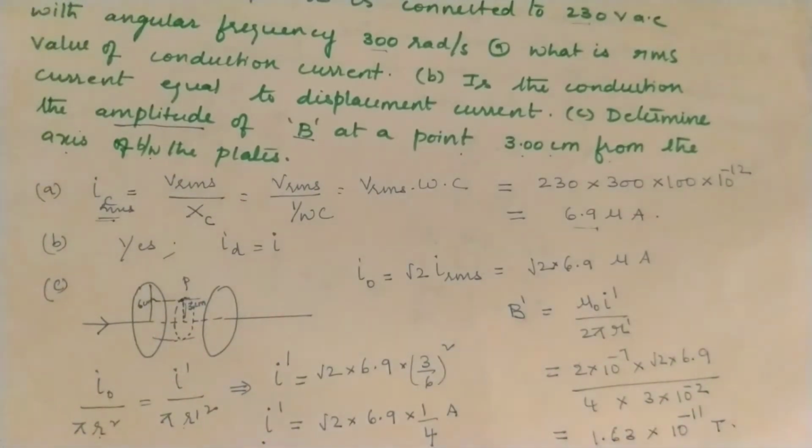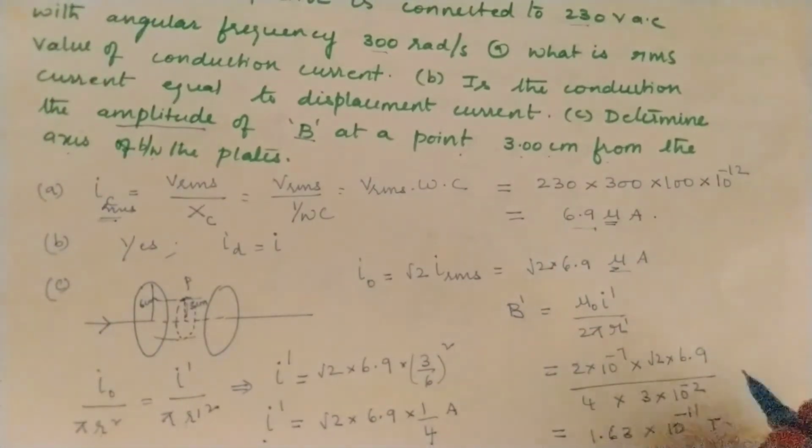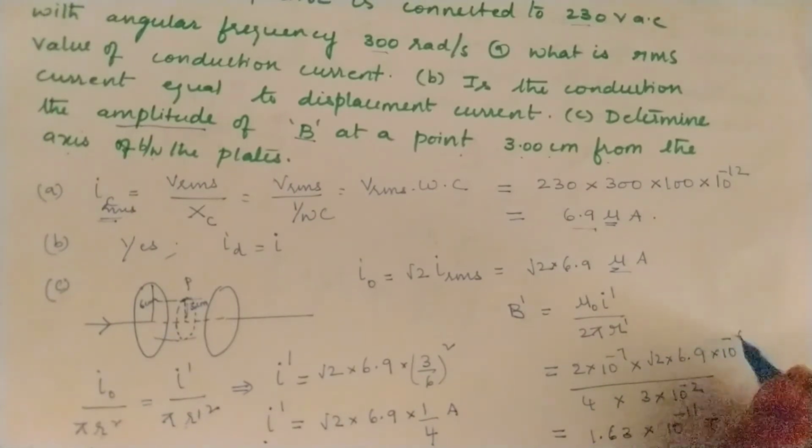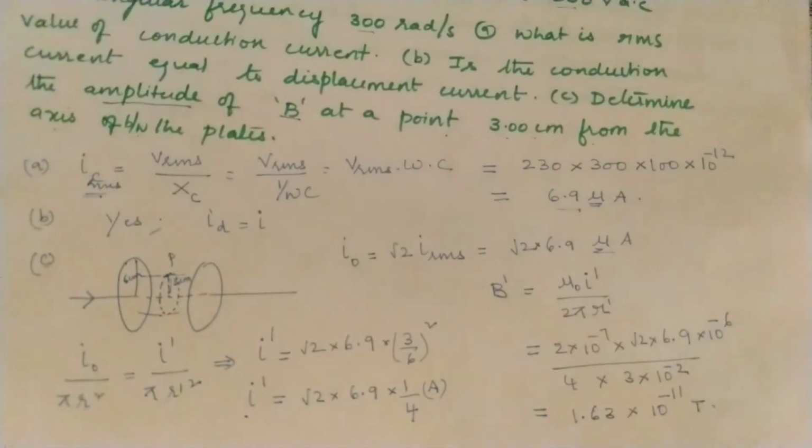Okay, check the answer. This should be your answer, because here the current is in microamps, so into 10 to the power minus 6. I took it as ampere. Multiply with 10 power minus 6, you will get the answer. So your final answer should be 1.63 into 10 to the power of minus 11 Tesla.